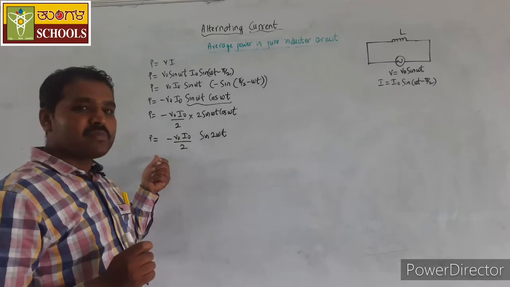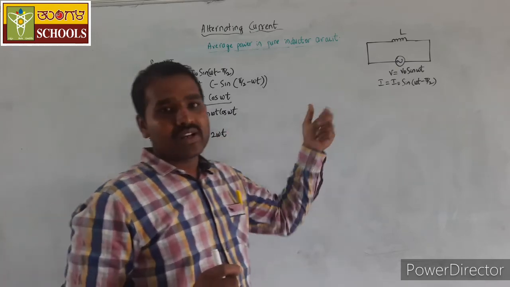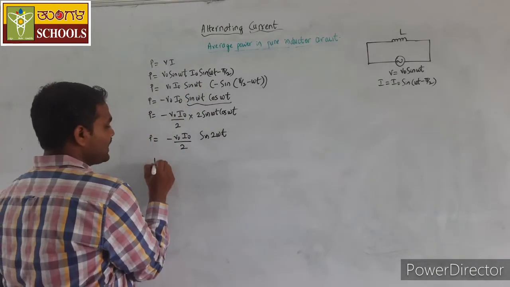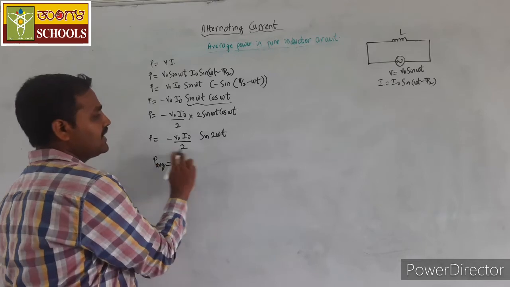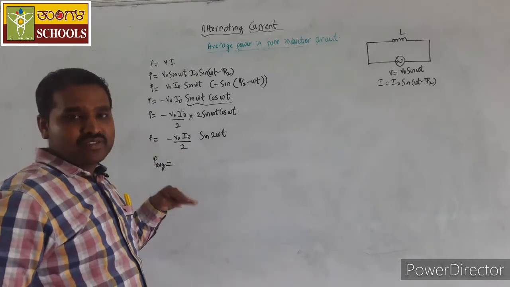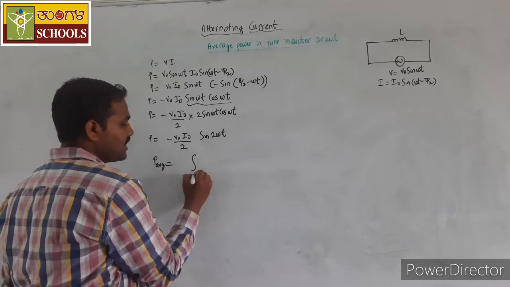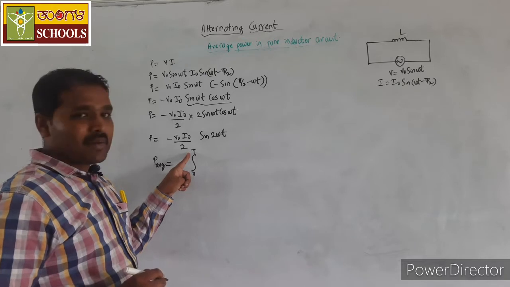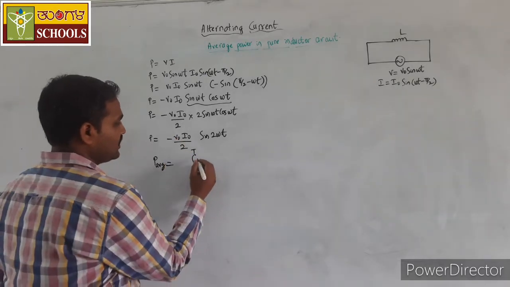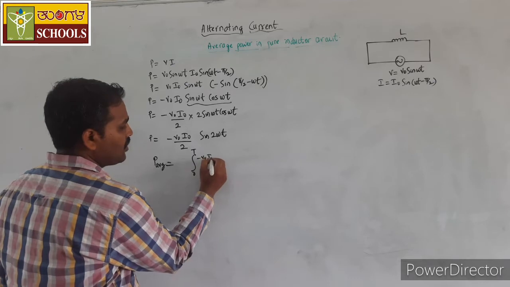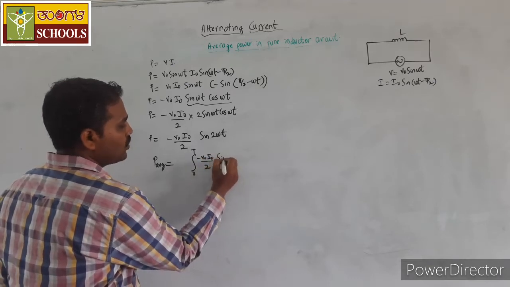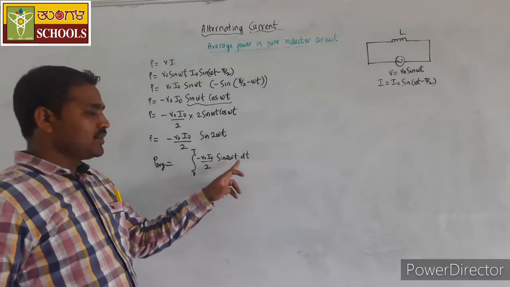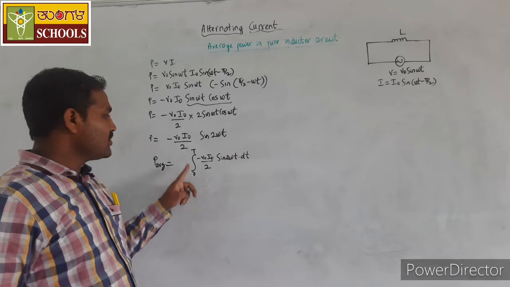Now the average power during one complete cycle of the alternating current. To get that average power, we shall integrate this. So, P average is equal to the integral of this equation between the limits of 0 to T, where T is the time period of one complete alternating cycle. This I can write as minus V naught I naught divided by 2 into sin 2 omega t, and I will integrate this term with respect to time between the limits of 0 to T.